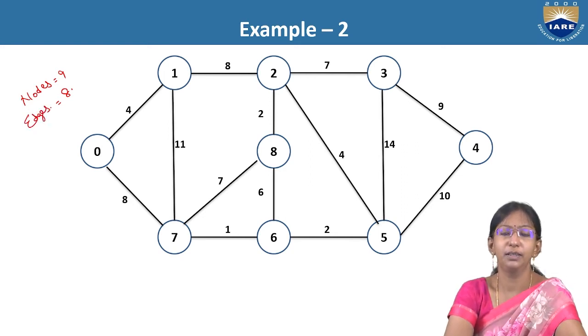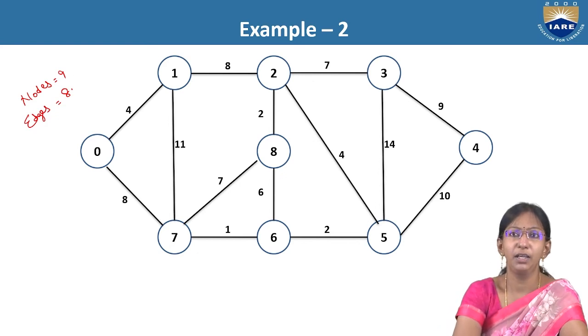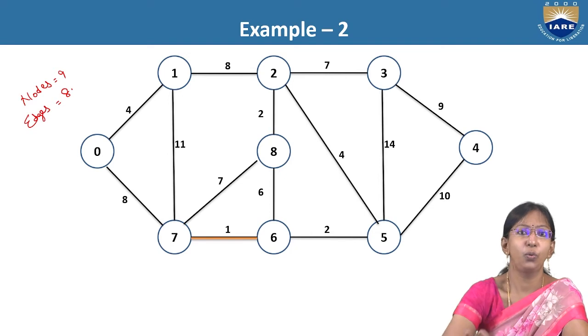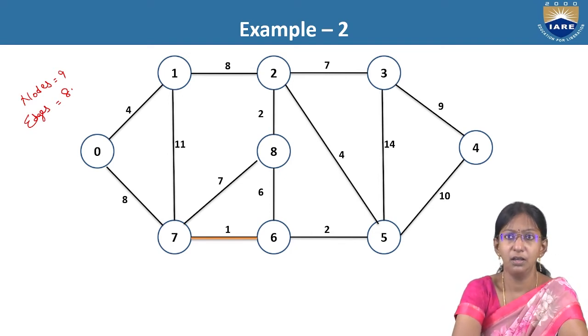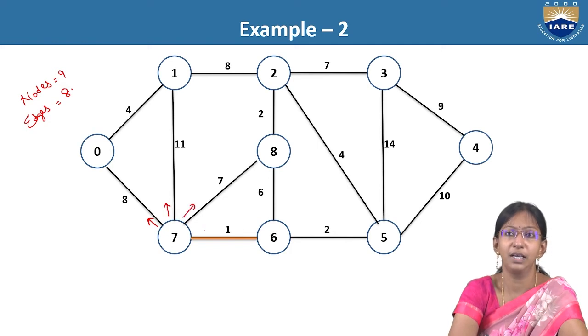Our benchmark, right? So what is the least one? So you have 4, 8, 11, 8, 2, 7, 1, 6, 2, 4, 7, 14, 10, 9. The least one is 1. So I have added it. So what are all the nodes that you have? 6 and 7 are connected. And what are the outgoing edges which are not a part of our final spanning tree? One is towards 0, another is towards 1, and the next is towards 8.